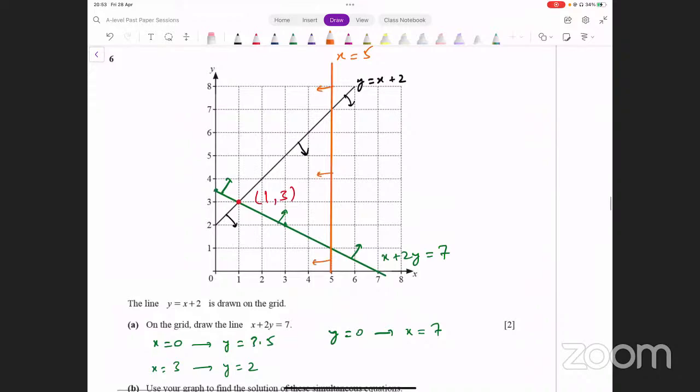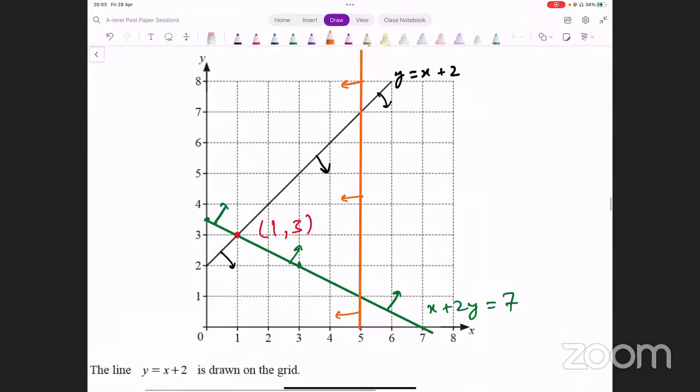अब देख लें तीनों कंडीशंस कहाँ पे मीट होती हैं. y इक्वल्स x प्लस 2 के नीचे, ग्रीन वाली लाइन के ऊपर और ऑरेंज वाली लाइन के लेफ्ट साइड के ऊपर, तीनों कंडीशन मीट होती हैं दरमियान वाले रीजन के अंदर. So the shading that you will do would be in this region. This is the region that satisfies all of those conditions.